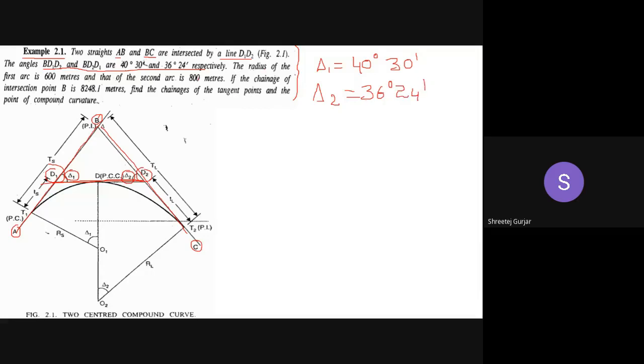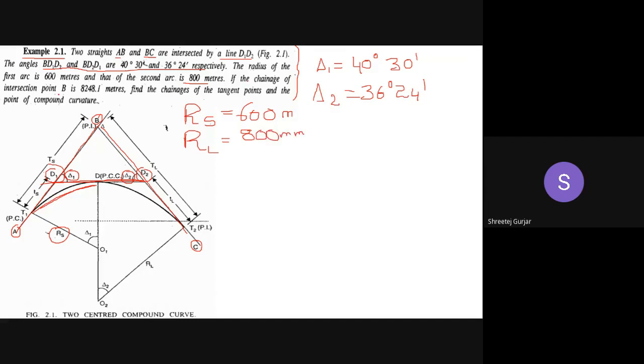Now, the radius of the first arc is 600 meters. The first arc is this particular curve, and this is its radius, RS, which is given as 600 meters. It is a very large value. The radius of the second arc is 800 meters, even larger compared to the shorter curve, almost equal to a kilometer.